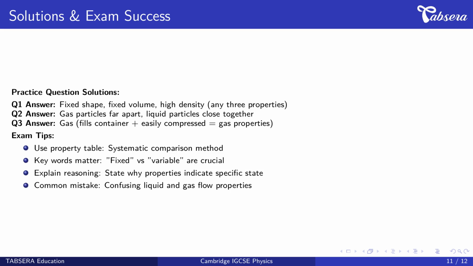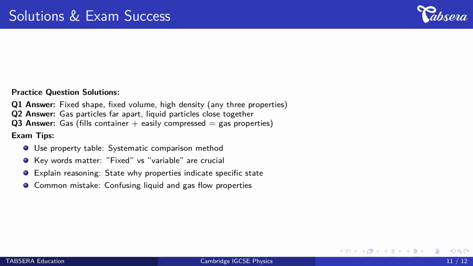All are correct. For question 2, gases are compressible because particles are far apart, allowing compression. Liquids are not compressible because particles are already close together with little space between them. For question 3, the substance is gas. Filling the container completely indicates variable shape and volume, while easy compression confirms gas state.